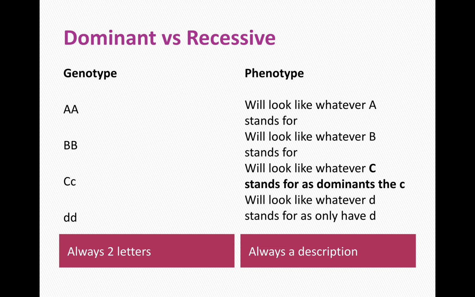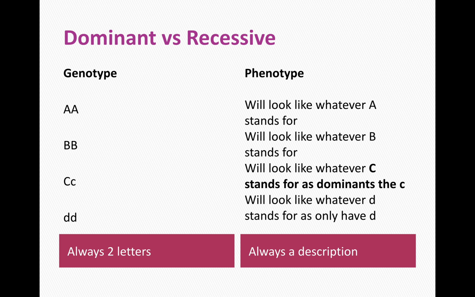So on the left we've got genotypes, and the red box says these are always written as 2 letters, because you get one from each parent, so every genotype has 2 versions of the gene. Note the letters are always the same. You can either have a capital or lowercase, but it's always 2 letters and always the same letter.